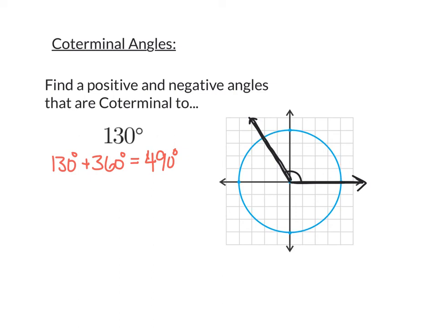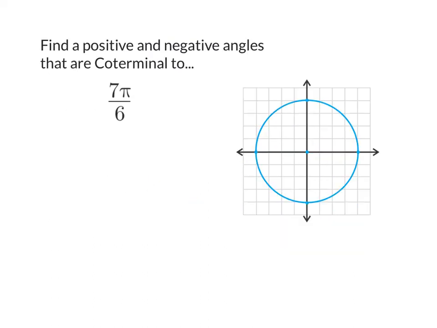Now, similarly, I could also take this terminal side and back it up an entire trip around the circle, making our angle this. So, in essence, what we did is start with that 130 degrees and go the other way. So instead of adding another trip around the circle, we subtract one trip around the circle, making the negative angle negative 230 degrees.